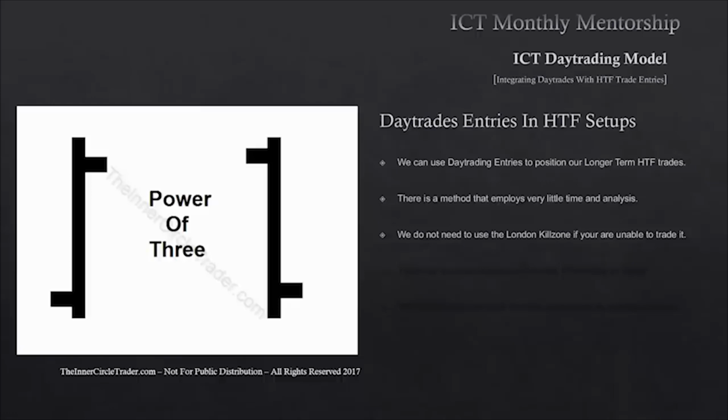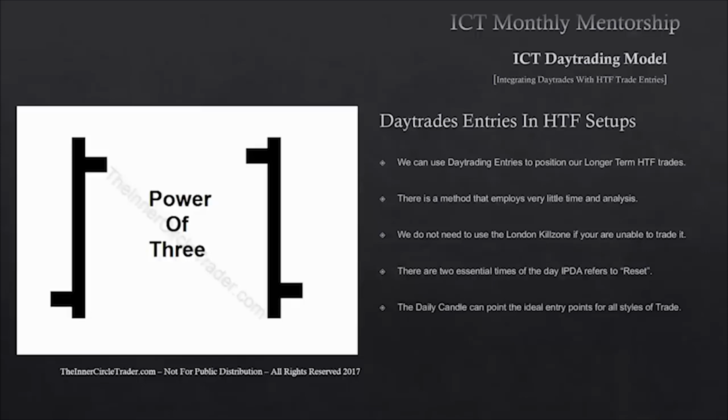We don't need the London kill zone to be a day trader. You don't need the London kill zone to be entering with your higher time frame setups as a day trader either. There's a way of using day trading concepts to facilitate an entry on longer term, higher time frame setups. There are two essential times of the day IPTA refers to reset.